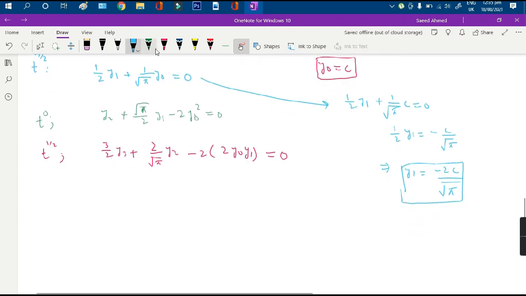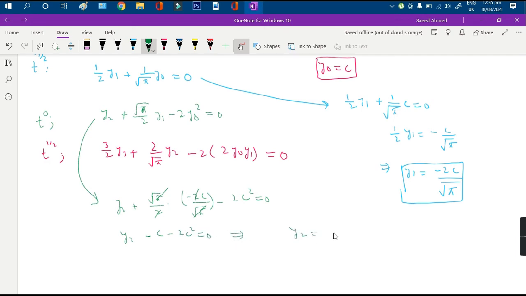Okay, in the same way, now I will take this equation: y2 plus square root of pi over 2 into y1, which has this value minus 2c over square root of pi, and minus 2 y naught square. Since y naught is c, it's 2c square, is equal to 0. This cancels out, this cancels out, so I am left with y2 minus, here I will just have c, and then minus 2c square is equal to 0, and finally y2 is c plus 2c square. This is my third component.